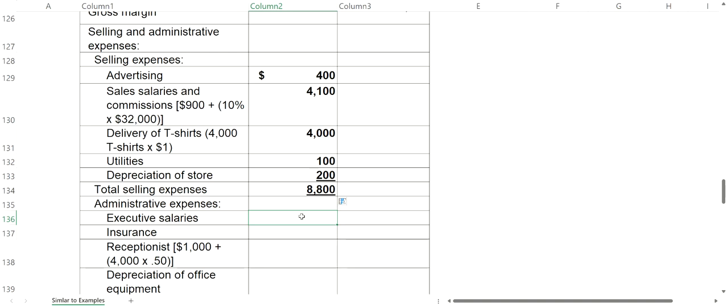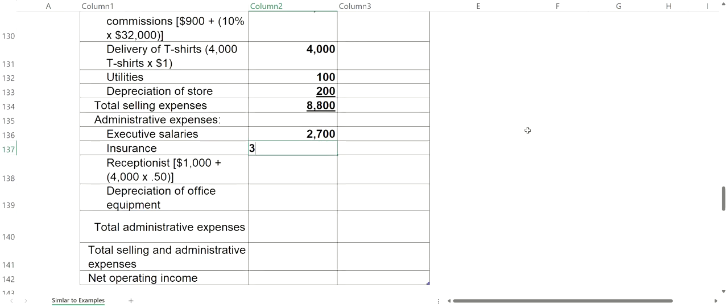Let's do our administrative. Executive salaries were a flat amount of 2,700, and insurance was a flat amount of 300. Now remember, the receptionist gets 50 cents per t-shirt sold. We sold 4,000 of them. So I would take 4,000 times 50 cents first. That's 2,000. Plus a fixed amount of 1,000. So that is $3,000. And depreciation on the office equipment was a flat amount of $150. Now I'm adding just my administrative, 2,700, 300, 3,000, 150.